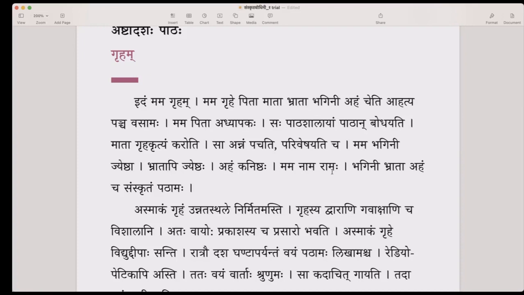How do I say my sister is the eldest among all children? Among all children, you can say putreshu or apatyeshu. Apatyam is a common term for both male child and female child. Among comes for the seventh case. So apatyeshu, among the children, mama bhagini jeshtha. Would it be wrong if I say mama bhagini jeshtha tama? It's correct because if you have four or five sisters and one is the eldest, then the one who is eldest you call Jeshtatama. Okay. Thank you.